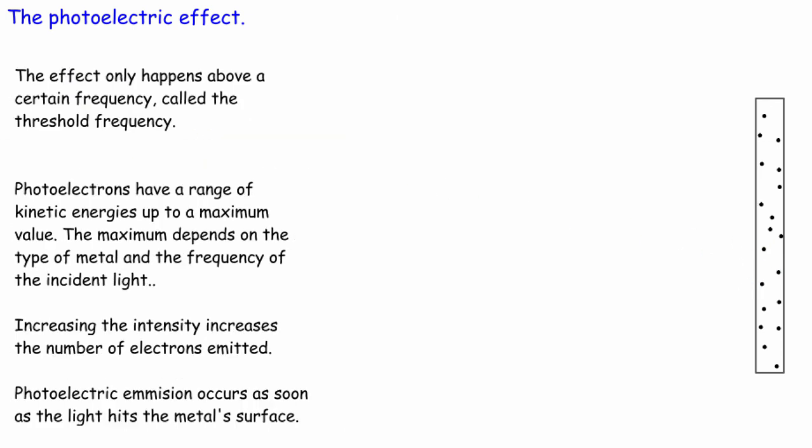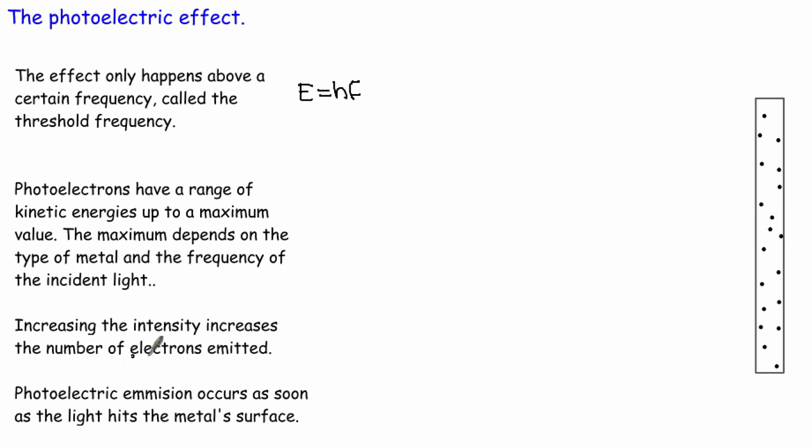So what Einstein did is he basically said, okay, this effect only happens above a certain frequency, and that makes sense because if E is equal to hf, what we're basically saying is this only happens above a certain energy, and we know that because that's called the work function.